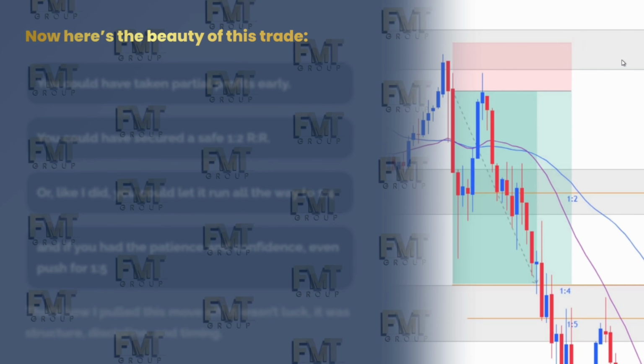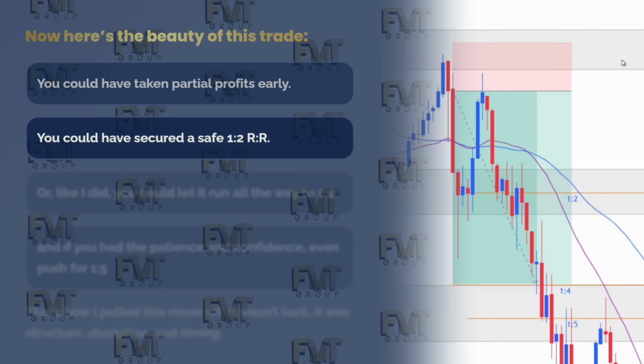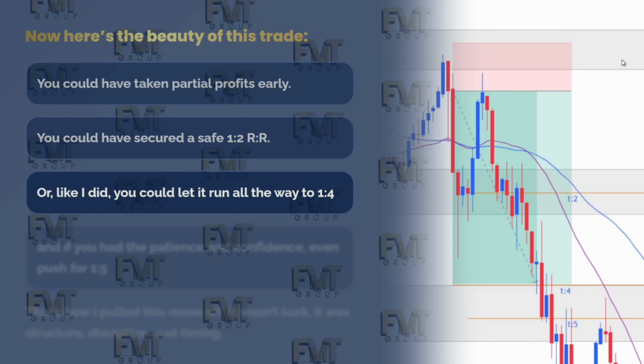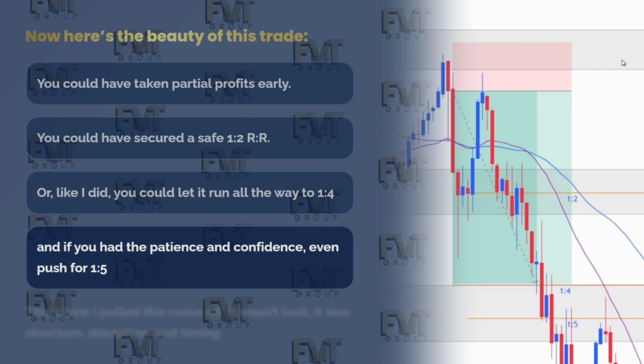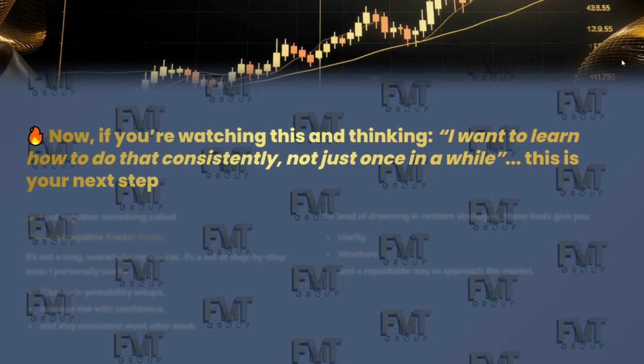Now, here's the beauty of this trade. You could have taken partial profits early. You could have secured a safe 1-2 RR, or like I did, you could later run all the way to 1-4. And if you have the patience and confidence, even push for 1-5. That is how I pulled this move off. It wasn't luck, it was structure, discipline, and timing.